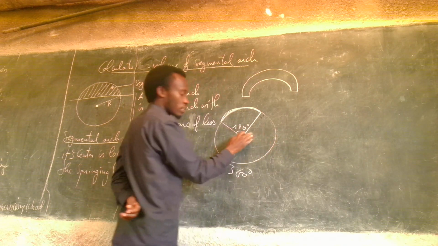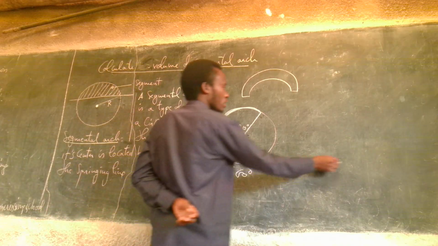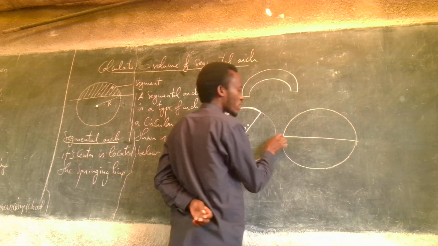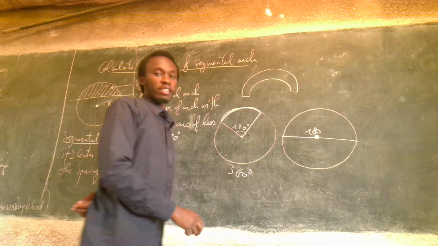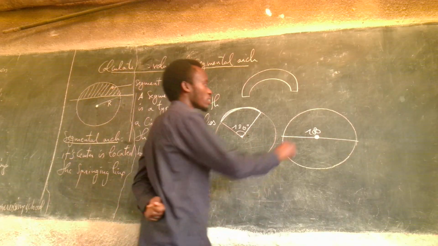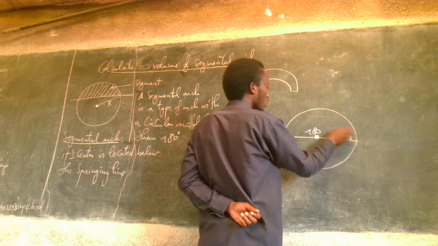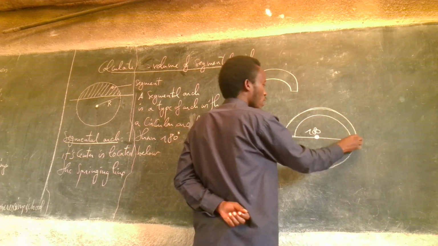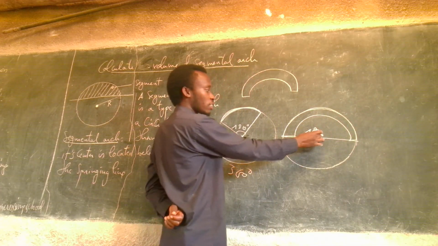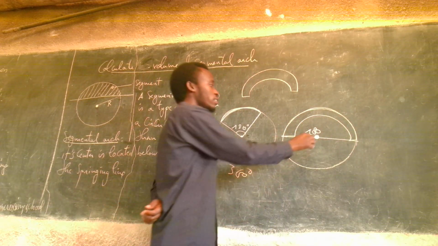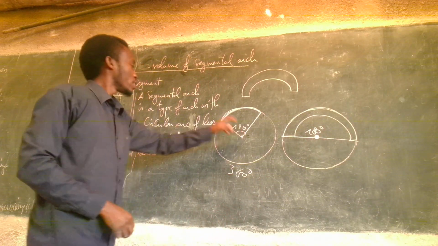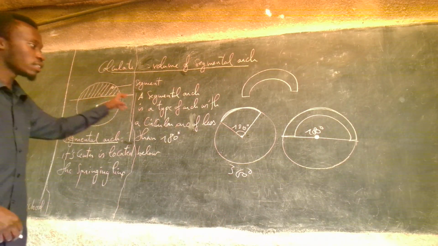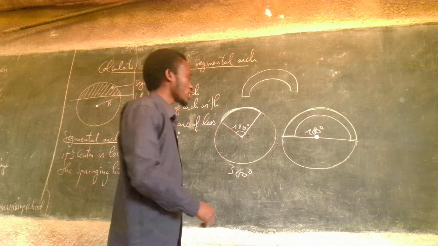If we create an arch of 180 degrees, this is called a semicircular arch, because it has an internal angle of 180 degrees. This is the difference between segmentary arch and semicircular arch.